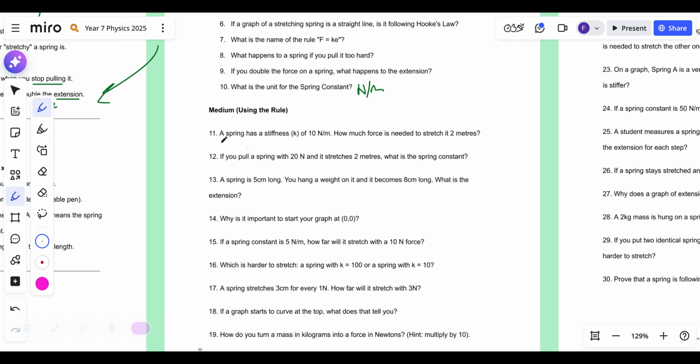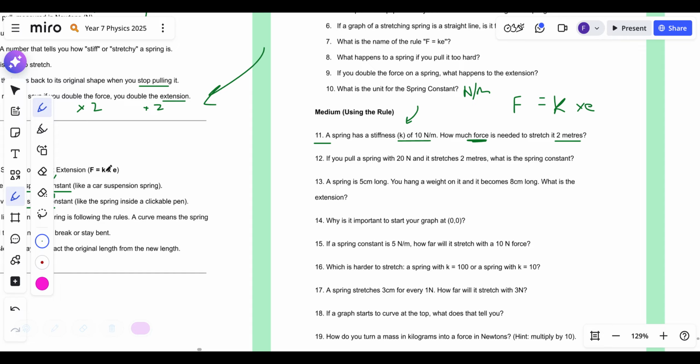Then you get to number 11. A spring has a stiffness of 10 newtons per meter, k, and it stretches 2 meters, right? And you're trying to find the force. So you write F equals k times e. Well, where did I get that from? Well, it's right here. F equals k times e.